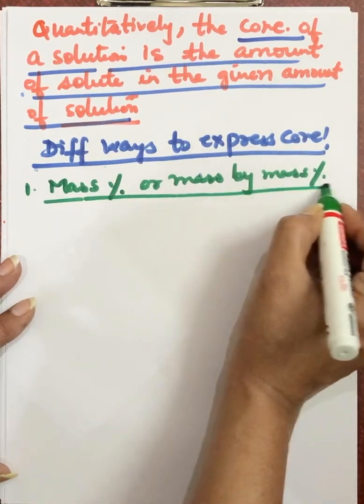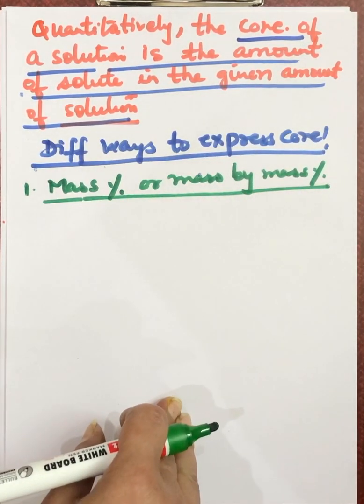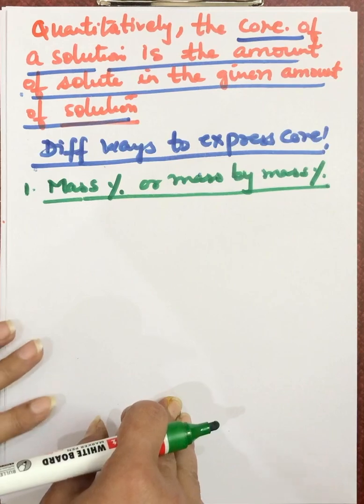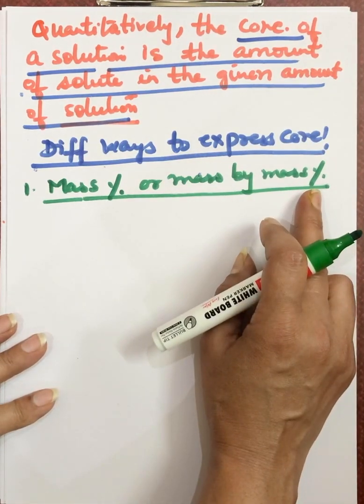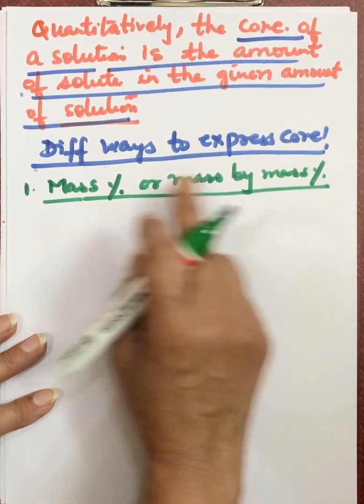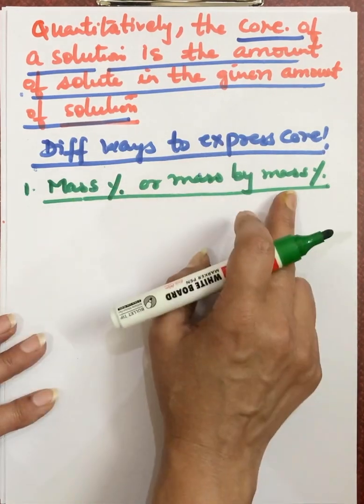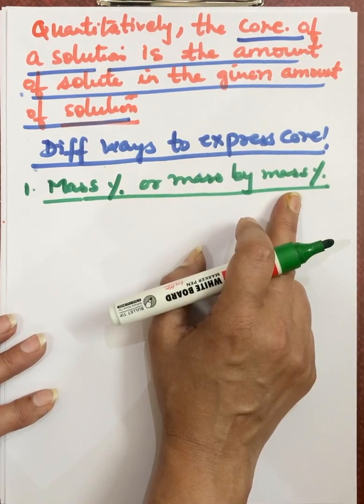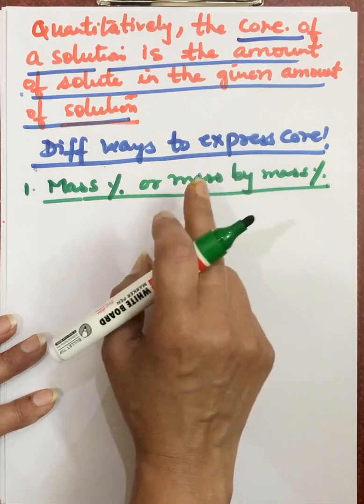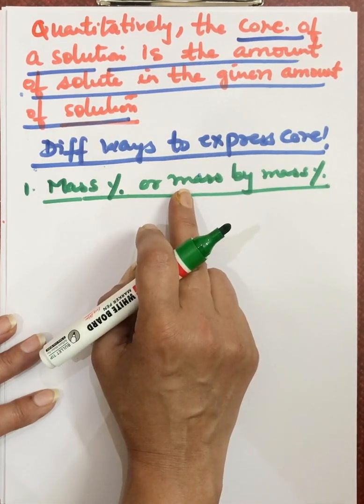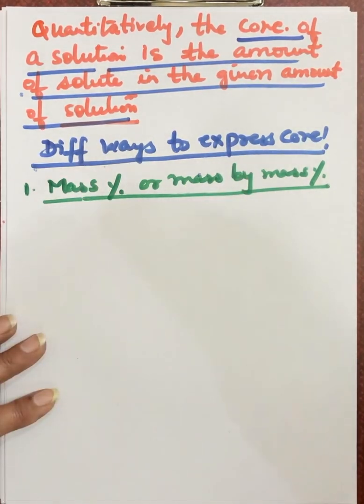In solution, there are two things, solute and solvent. So what is the meaning of mass by mass percentage? Percentage means total solution is your 100, and it's by mass, that means total solution is 100 gram. In that 100 gram of solution, how much is the amount of solute in gram? That is called mass by mass percentage.